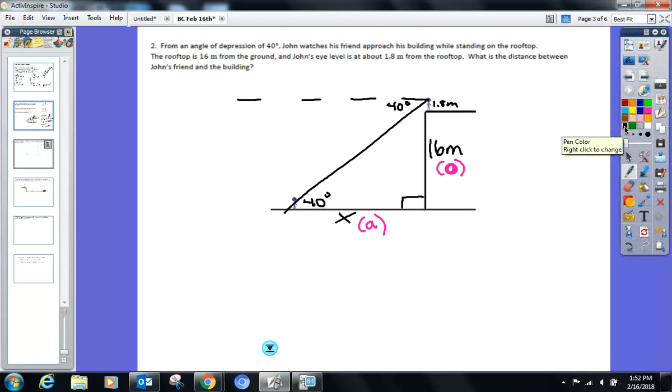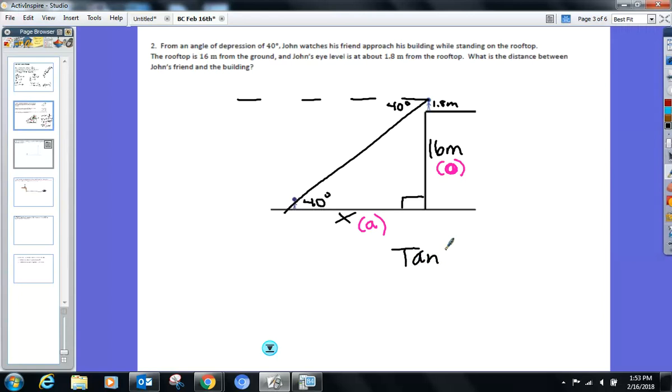Either way, both of us are going to use what? Tangent of 40, you may use tangent of 50. Tangent of 40, I'm going to do 16 over x. If you did the tangent of 50, you're doing x over 16.